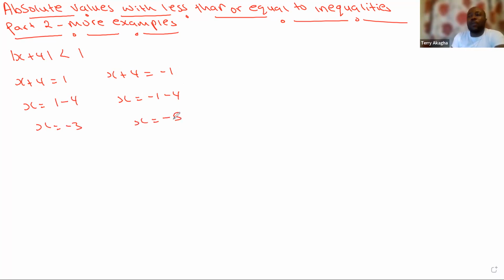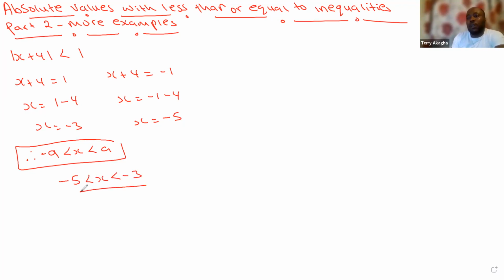Okay? Then I told you that you didn't have to write it because it's in less than, in the form of minus a less than x less than a. Do you remember this? So we're going to write it like this. So minus 5 is less than minus 3. So it's going to be minus 5 less than x less than minus 3. And that will be the answer for that.